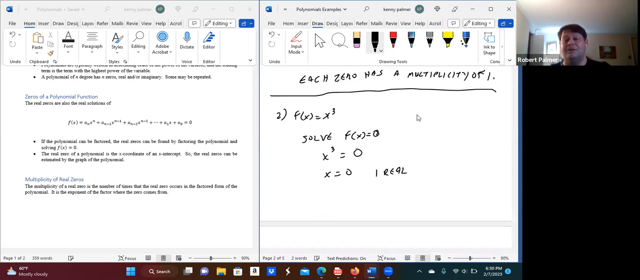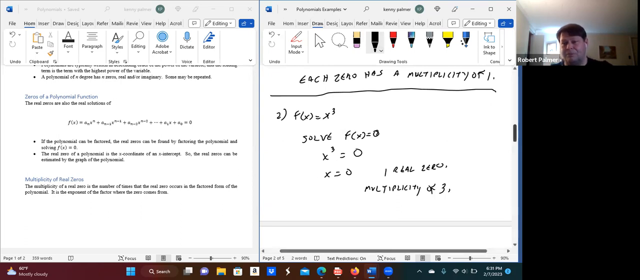I'm sorry, let me take that back. This has one real zero, but it has a multiplicity of 3. Since it occurs 3 times, it has a multiplicity of 3, meaning that it's kind of repeated 3 times in a sense. So that's how the multiplicities work.